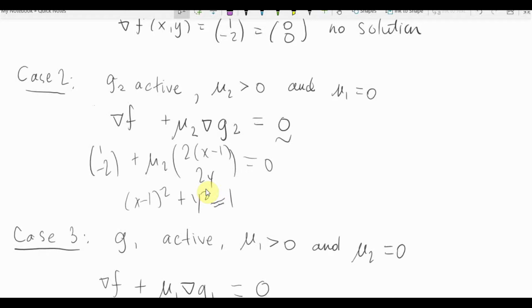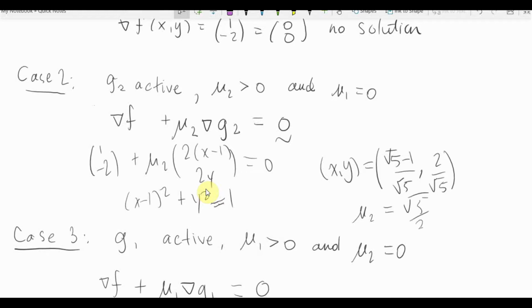If you carry out the calculation and solve the system, you get the following solution, which, keep in mind, is not necessarily a minimizer just because it passes the first order condition. It's simply a candidate for a minimizer. Let's also keep track of our Lagrange multiplier, as we're going to need that later.